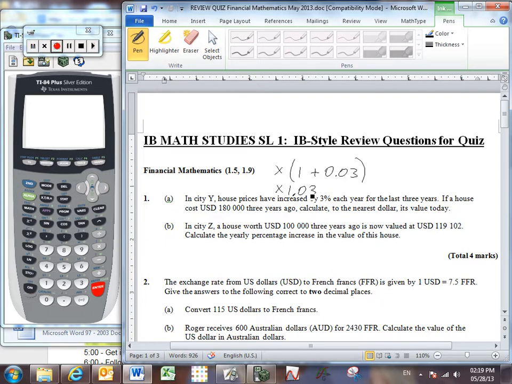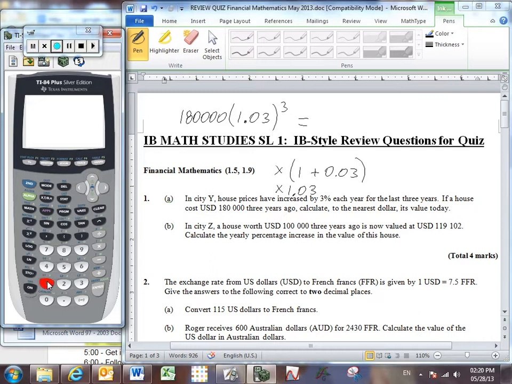So the house cost $180,000 3 years ago. What would be the dollar value to the nearest dollar today? So that means that 3 years have passed. So our original $180,000 value has grown by 3%. That's our 1 plus 3% for 3 years. Let's see what that gives us.